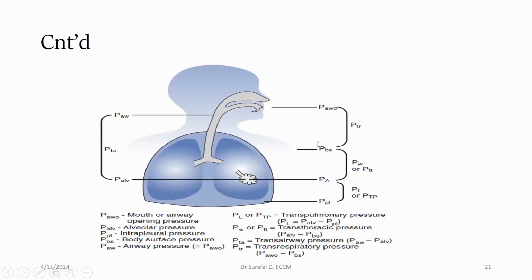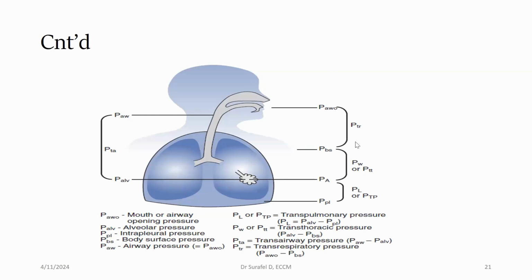So the body surface pressure and airway opening pressure for a spontaneously breathing patient are equal to the atmospheric pressure. How much is the atmospheric pressure? Anyone? You can answer in the chat box. How much is the atmospheric pressure? Anyone? So atmospheric pressure at sea level is around 760 millimeters of mercury. It depends on the altitude actually. That's usually around 760 millimeters of mercury.